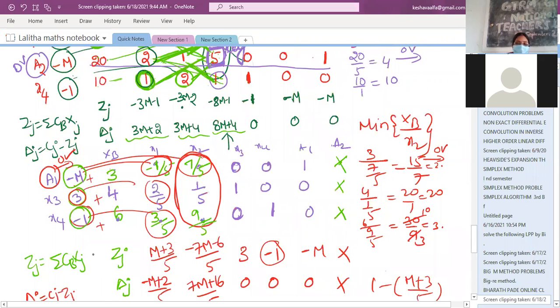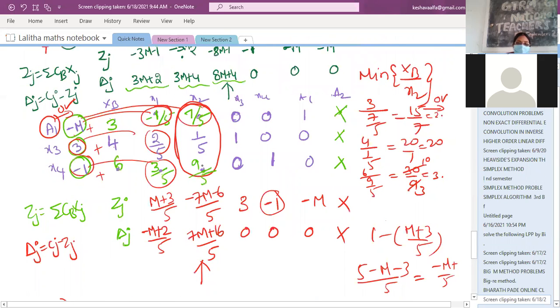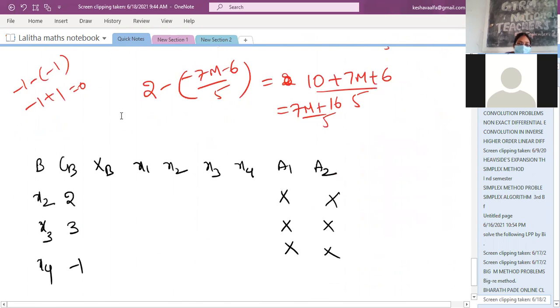What is our incoming vector in the second table? The intersection of incoming and outgoing vector is 7 by 5. 7 by 5 is our key element. So divide the key element row by the key element. That means 3 divided by 7 by 5 in the first row, which is 15 by 7.